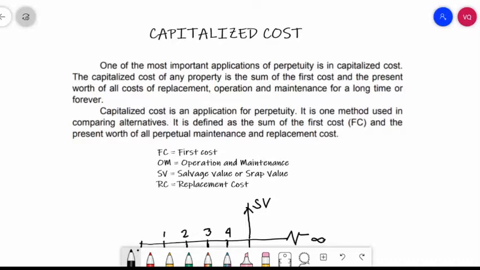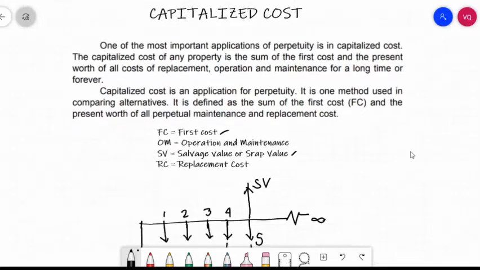So imagine you are dealing with machines. When we buy this machine initially, we have what we call the first cost. During its lifespan, we operate it and maintain it, so that is the operation and maintenance. It can have a salvage value. For example, you have a machine now that is worth 15,000 pesos. After the end of its lifespan, the value of that is maybe 5,000 pesos. So that 5,000 pesos is the salvage value.